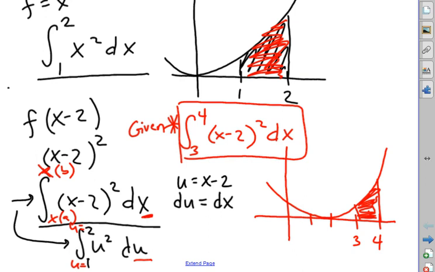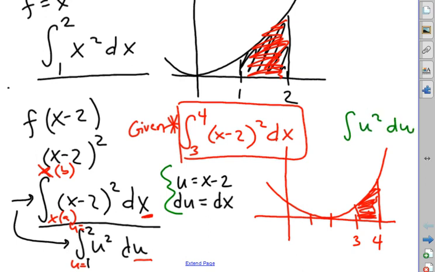If I give you this and say find this definite integral using u-substitution, then you would say, just like we said here, that u is x minus 2 and du is dx. So when I change that, you get the integral of u squared du.